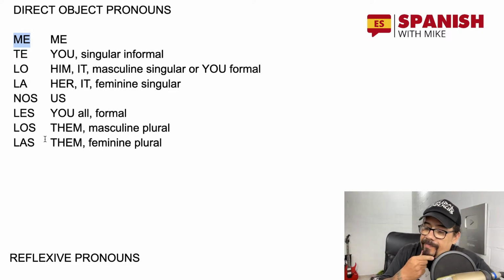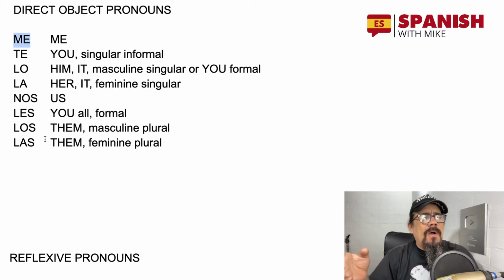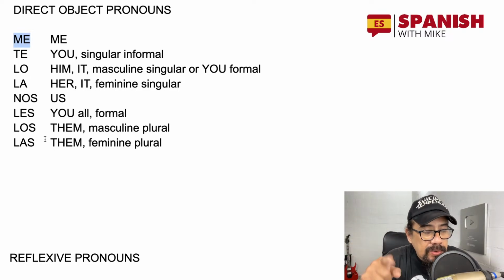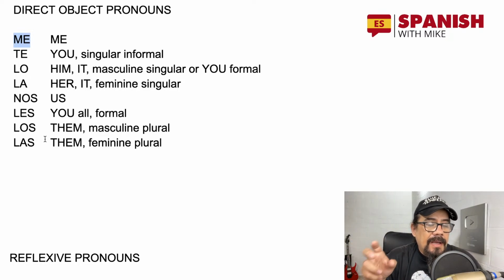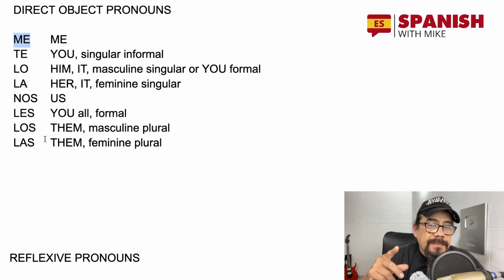So, bring him here. Tráelo. Remember, you say, oh, how come the direct object pronoun is not going before the verb? Because, and I told you this before a few minutes ago, I'm using the imperative mood. Okay. Bring him here. Tráelo. Right? Bring him here. Tráelo aquí. Direct object pronoun.